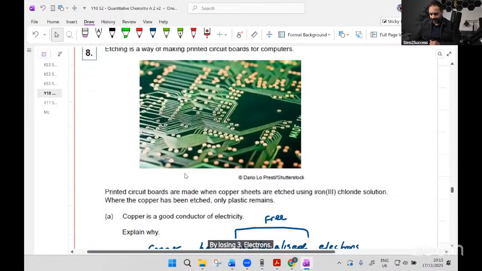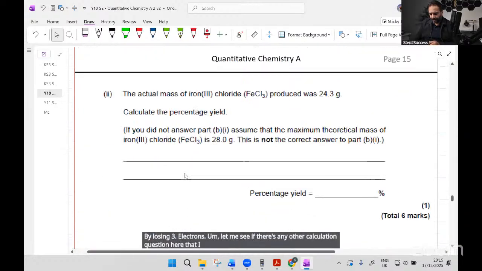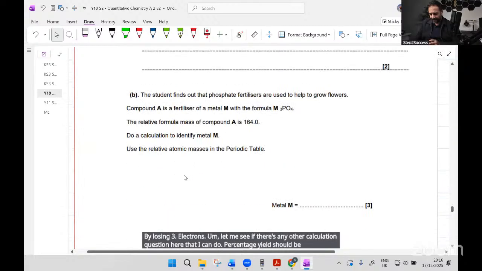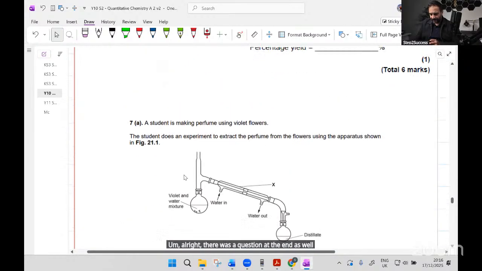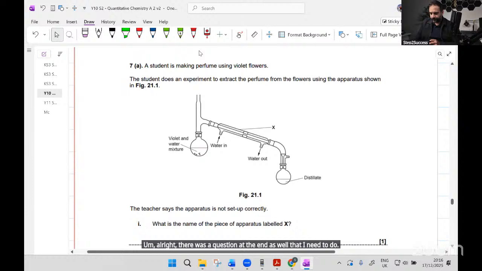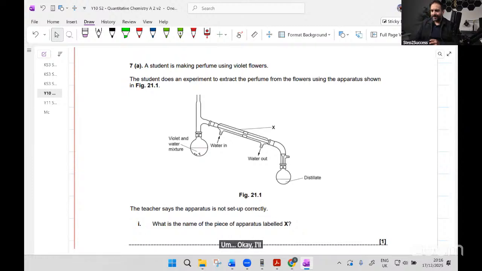Let me see if there's any other calculation question here that I can do. Percentage yield should be easy enough. All right, there was a question at the end as well that I need to do. Okay, I'll just do these because I've been asked.